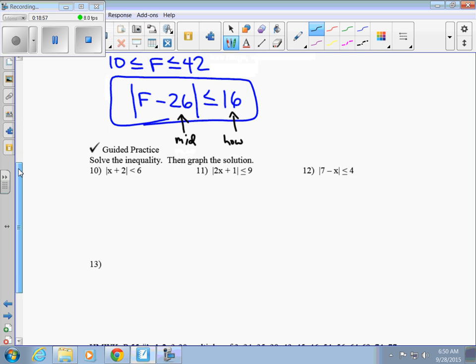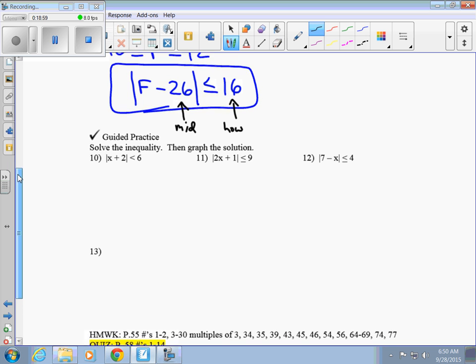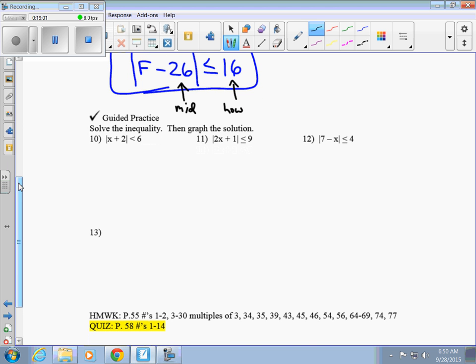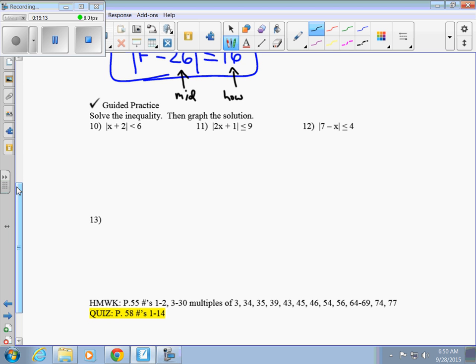So what I would like you to do right now is go ahead and do the guided practice questions 10, 11, and 12. When you have those answers, you can go ahead, actually, and 13 as well. So go ahead and do those 4 questions. When you are finished, you can go ahead and hit play. So go ahead and pause the video and then hit play when you're ready to continue.